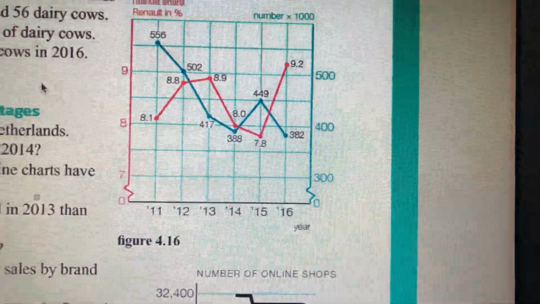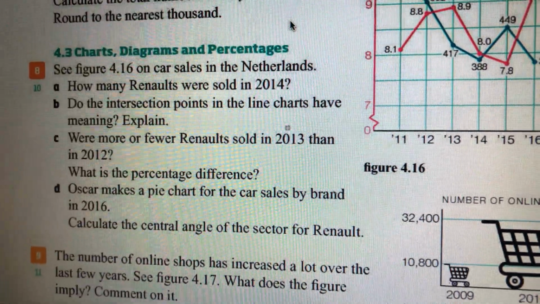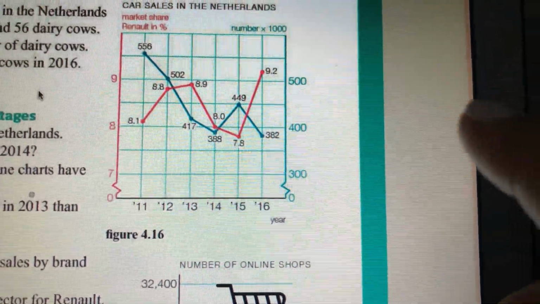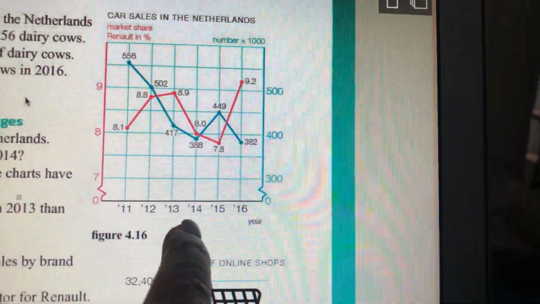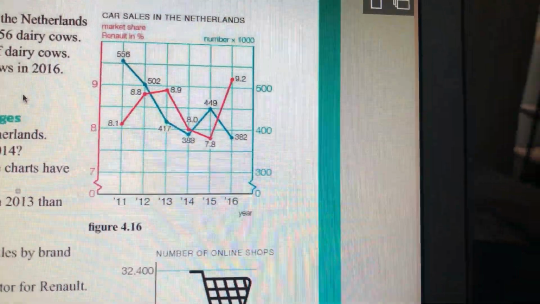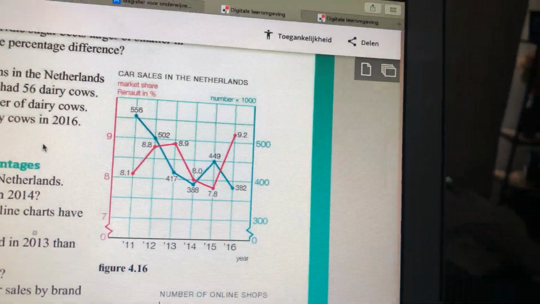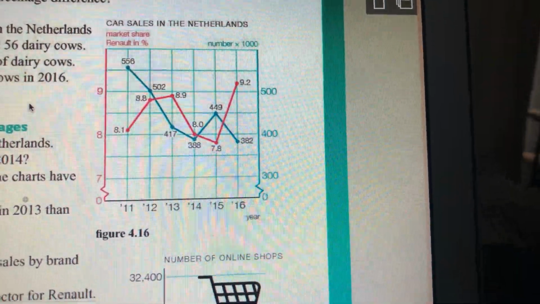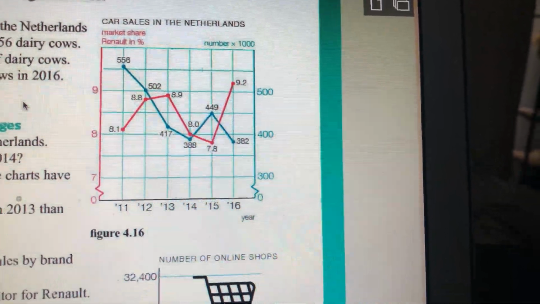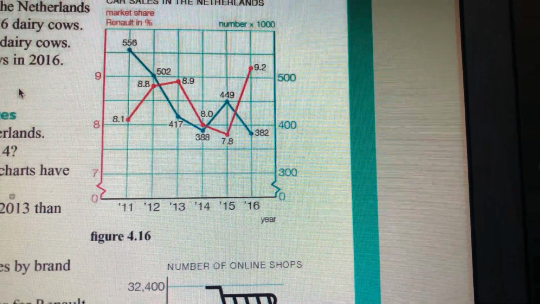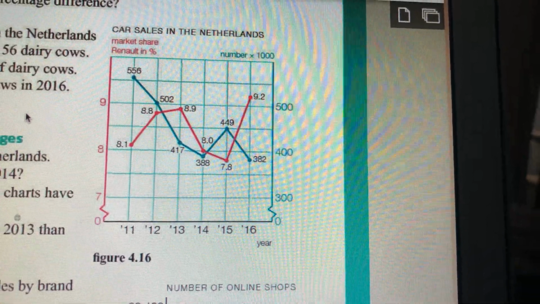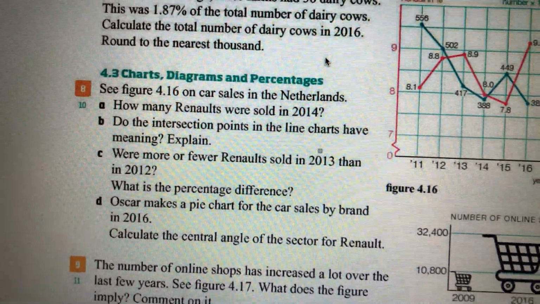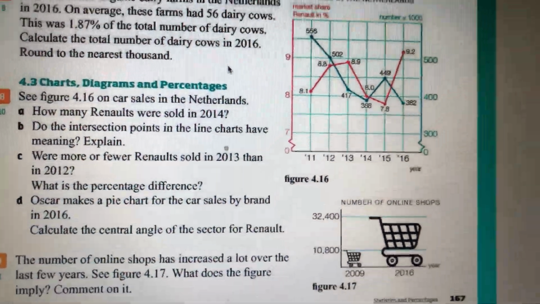So the first question is how many Renaults were sold in 2014? So we have to look at 2014. We see 2 bullet points. So let me write that down. So the red one tells you 8% Renault. And it also tells you in 2014, 388,000 cars in total were sold. But we are only interested in how many Renaults were sold.